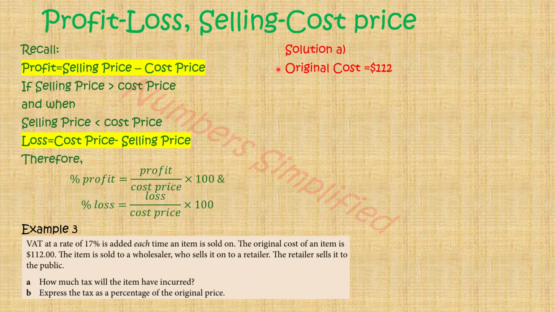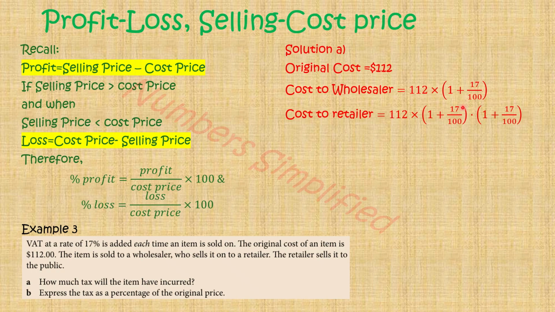So the solution. The original cost is $112, and the cost to the wholesaler would be $112 times the tax included. Therefore, we're going to have 1 plus the tax percentage. That would give us the cost to the wholesaler. Now, the wholesaler would now pass it on to the retailer.